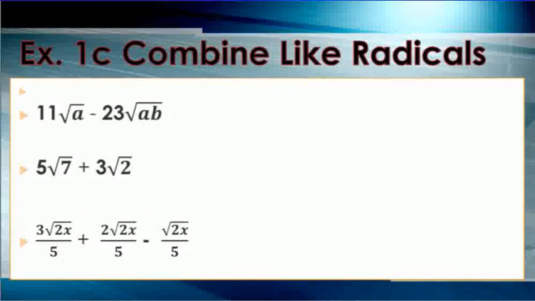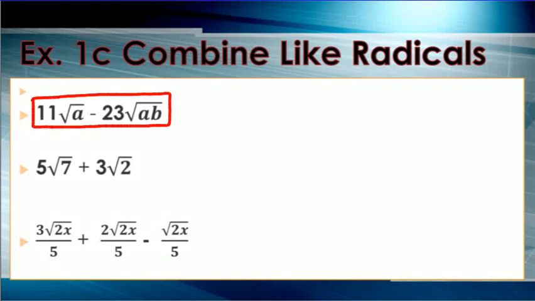A few more. Here we got 11 times the square root of a minus 23 times the square root of ab. The radicands are different, so I cannot subtract them, so this is my answer. 5 times the square root of 7 plus 3 times the square root of 2. I cannot combine them because the radicands are different, so this would be our answer.